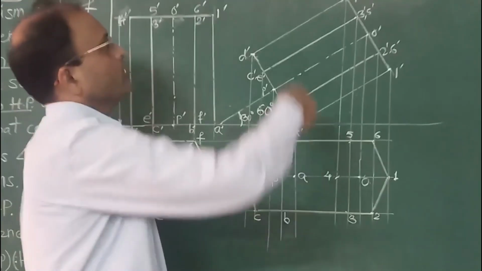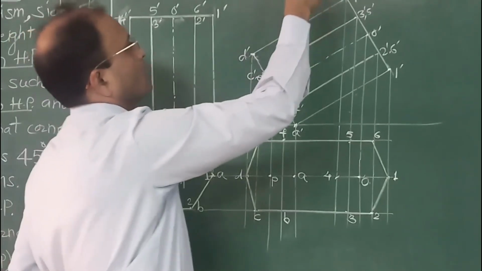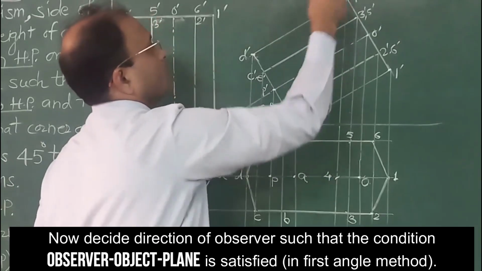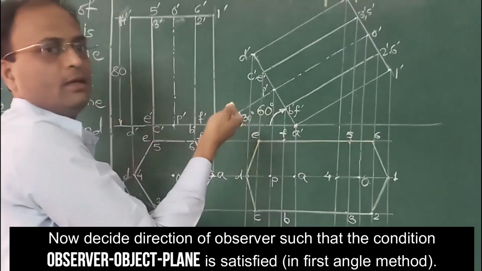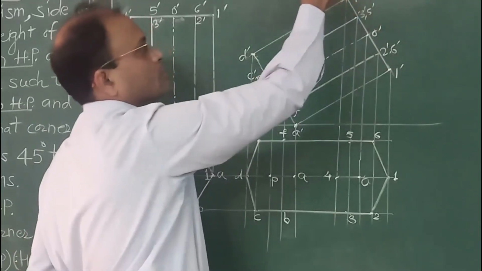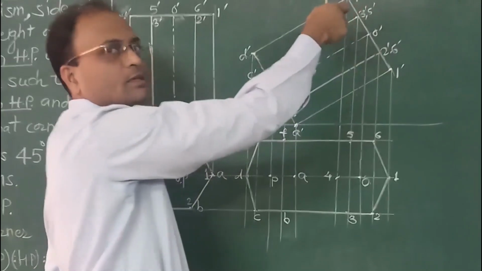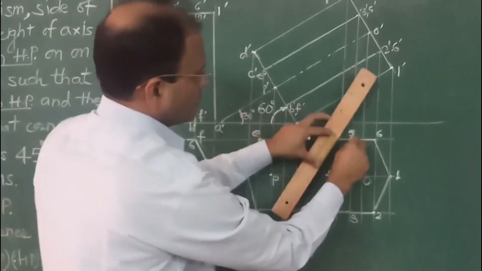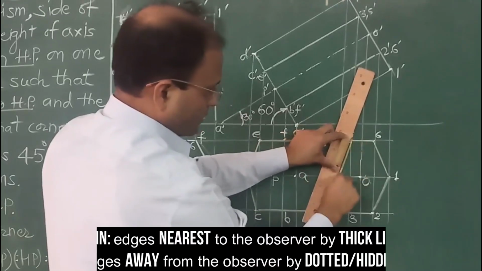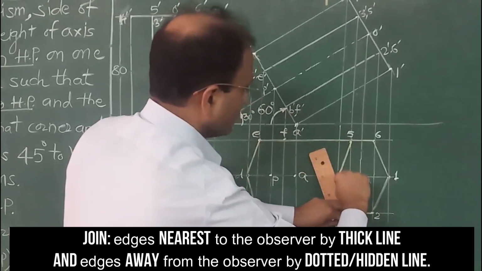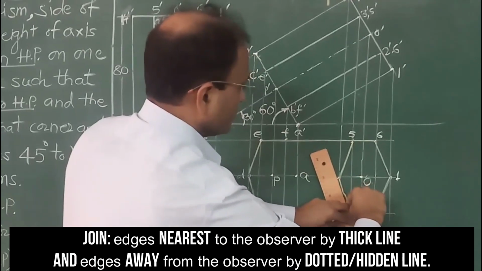For joining the remaining points, we have to look at this object or this view such that the condition of observer, object, plane is satisfied. So we are looking from top, that means this face is nearest to the observer. The face of the prism is nearest to the observer. That's why the remaining points of the face are to be joined by thick lines. So these are the remaining points which now I am joining by thick lines.